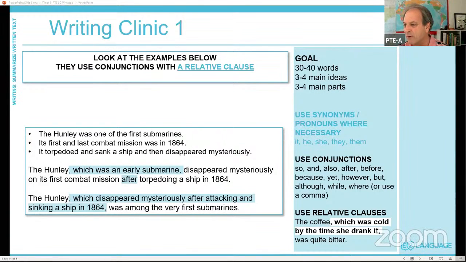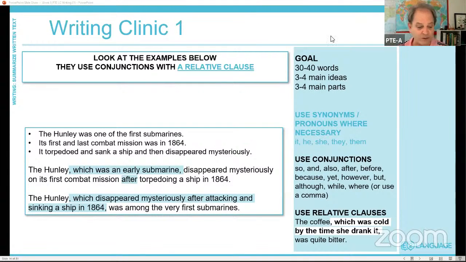Yep. So we're going to practice using relative clauses, and you'll introduce a relative clause with a pronoun: who, which, or that. Who or that for people, which or that for things. So the Hunley is a thing. It's a non-human. So we will use which to refer back to it, or that. The Hunley, which disappeared mysteriously after attacking and sinking a ship in 1864, was among the very first submarines.